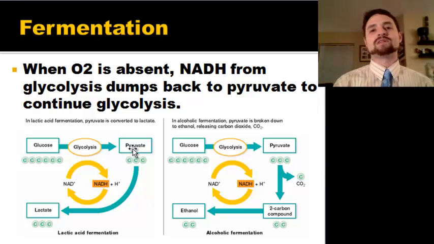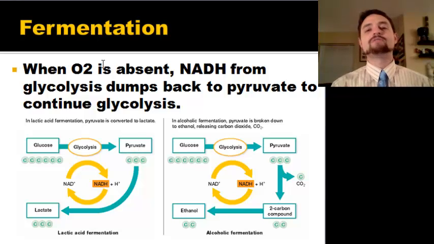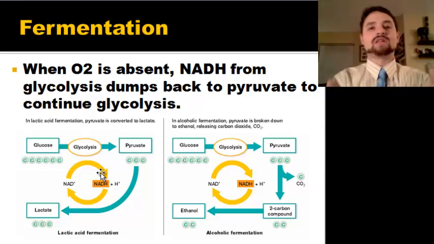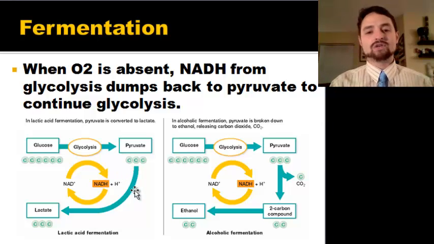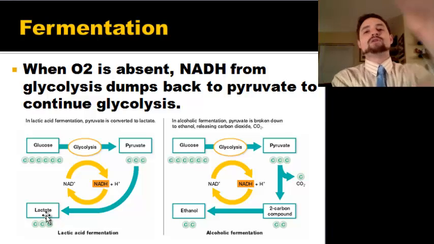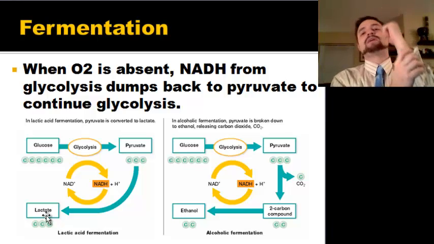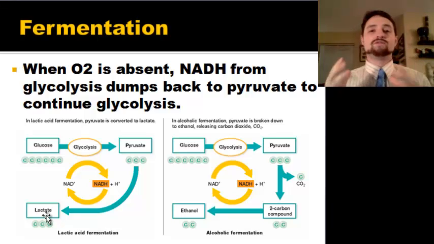If oxygen is not present, let's say when you're working out and you don't get oxygen to the muscles like it needs to, it needs to do something to keep those cells alive. So it does a process called fermentation. This is a process of allowing NADH that's made in glycolysis to dump those electrons back to pyruvate, and in doing this, that turns pyruvate into lactic acid. You get lactic acid buildup in your muscles when you're working out, and that makes them really sore. If you've ever gotten sore in your muscles, it's because of lactic acid fermentation.